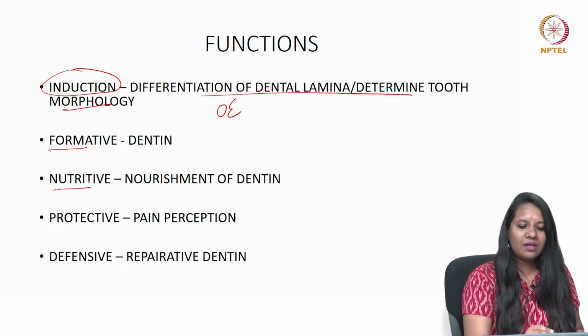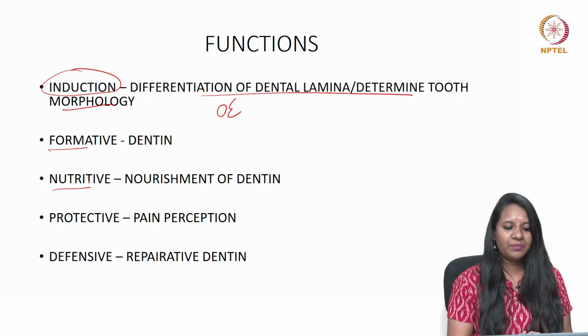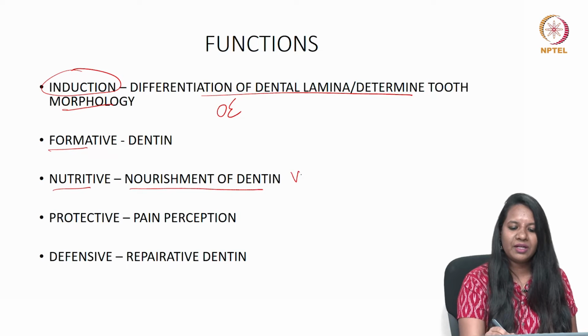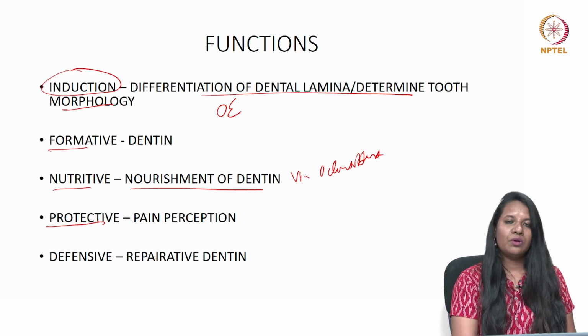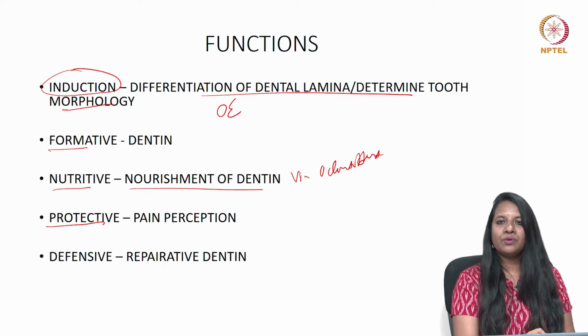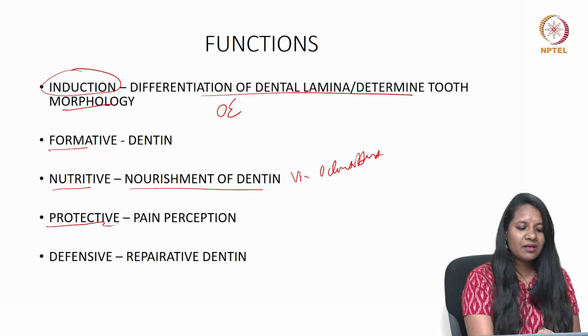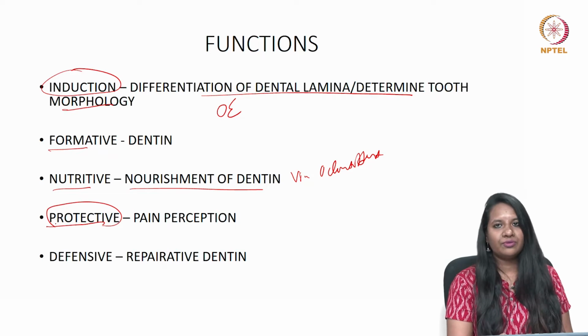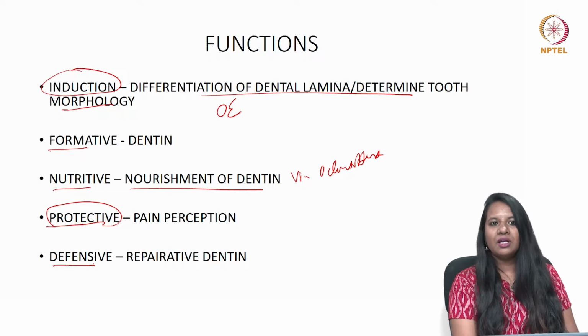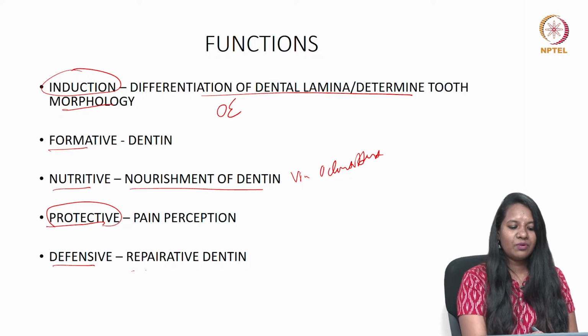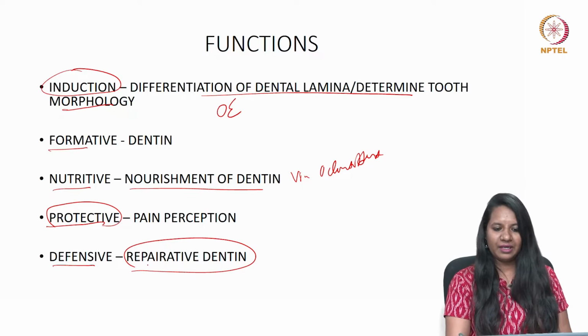Then nutritive, the vascular supply of pulp gives nourishment to the dentin via odontoblasts. And it is protective also, because of the pain perception to all stimuli, it is giving a protective nature to the tooth. Then comes the defensive, as I already mentioned, stimulus or any irritation, there will be formation of reparative dentin.